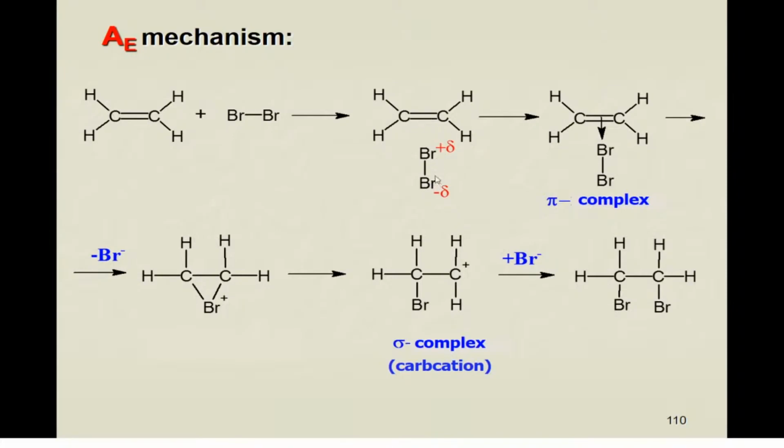Ethene causes polarization of bromine. The part of bromine closer to the double bond is plus delta charged, and the second bromine is minus delta charged. The closer to the double bond, the more polar the bromine covalent bond, and this one is a pi complex. To show the pi complex, the plus delta bromine is attracted to the pi bond, not to the sigma, to the pi bond.